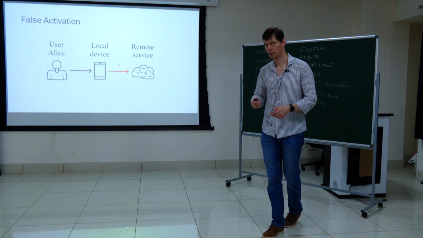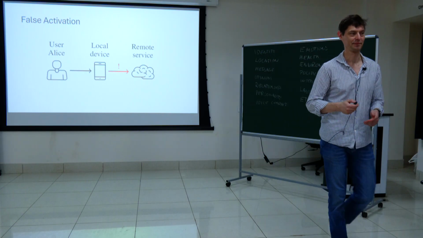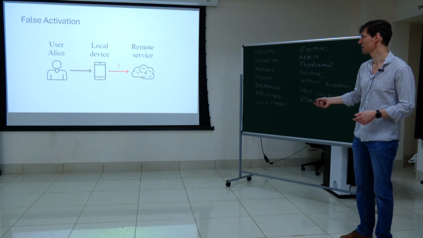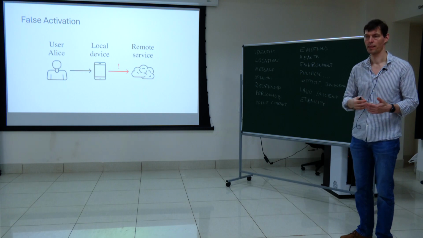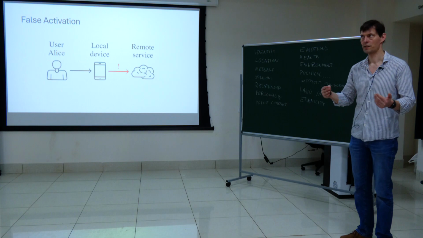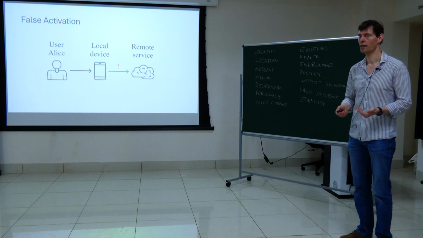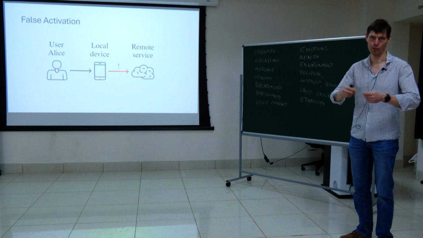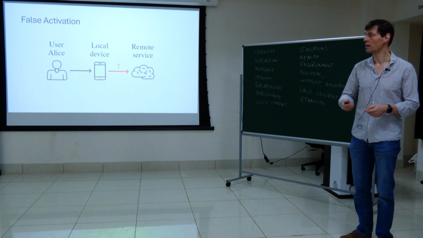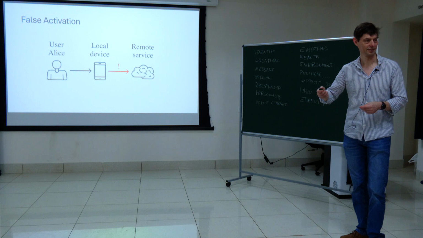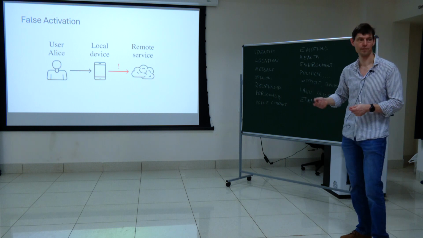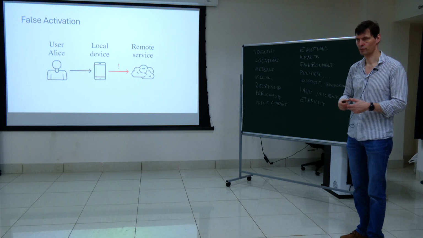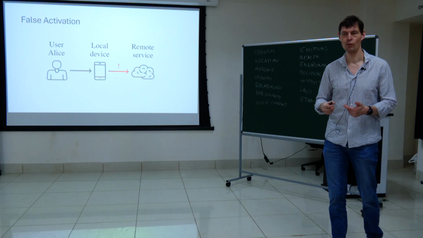False activation. Now that comes to the Facebook example. Alice and the local device can have an interaction. For example, you could say lights off. In that scenario the local device can turn the lights off, and it does not need the remote service for that. So it shouldn't go there, and that would be a privacy leak.